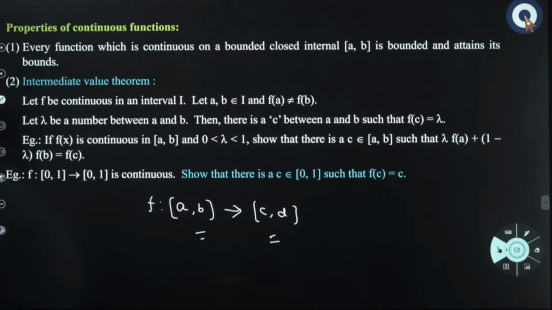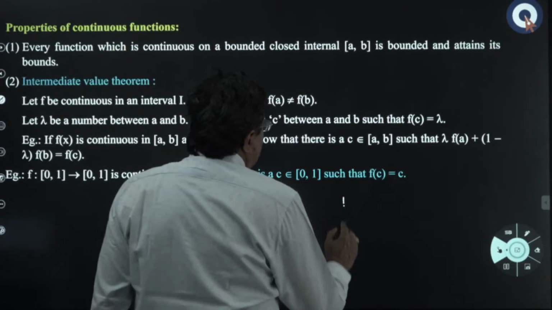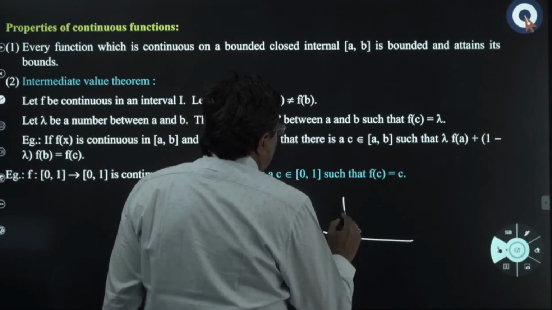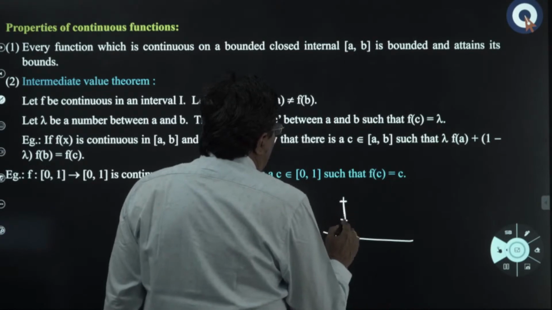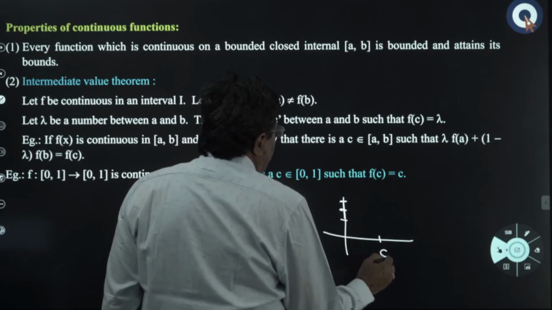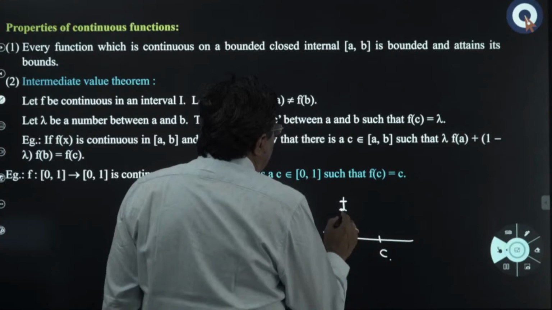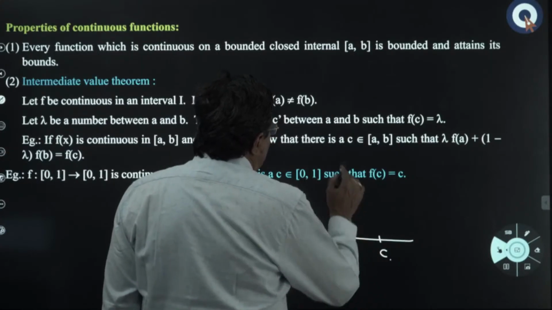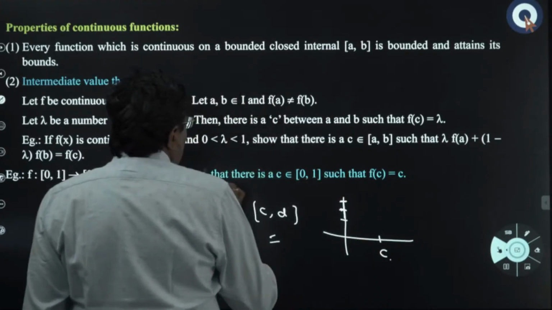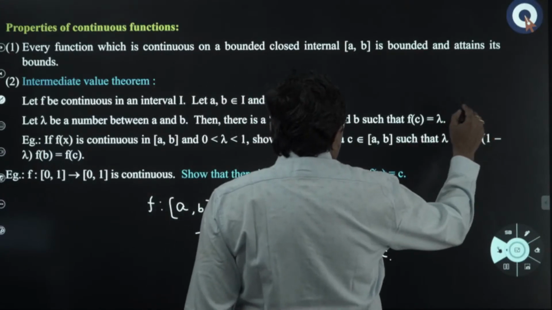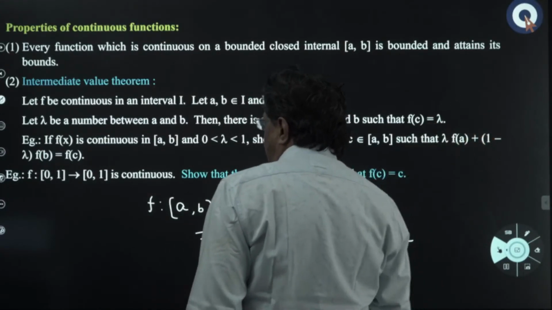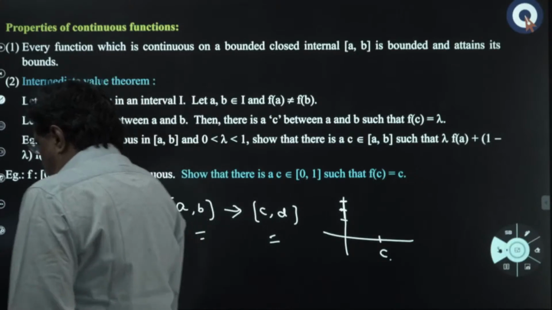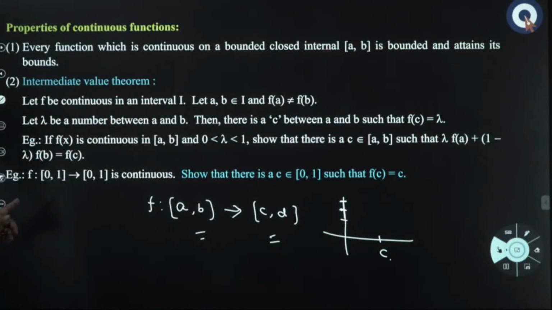So here, for every lambda there is a c. That is the thing. For every c there is a lambda is wrong. The converse of this statement is wrong. The definitions are to be learnt very perfectly basically. The definitions of these things should be learnt very perfectly.